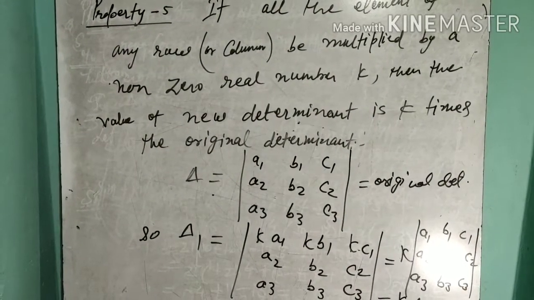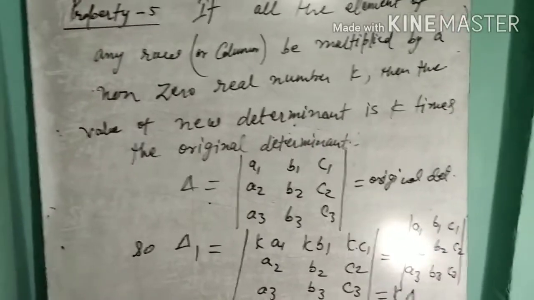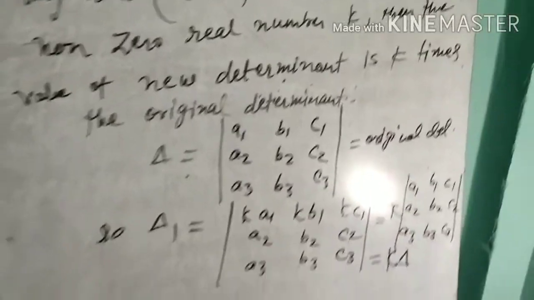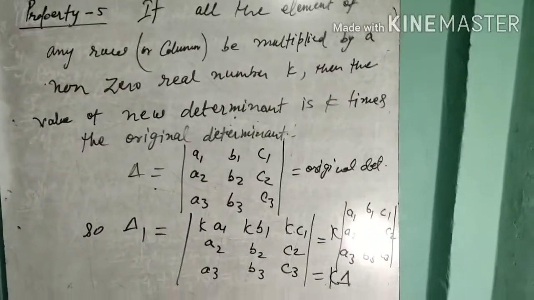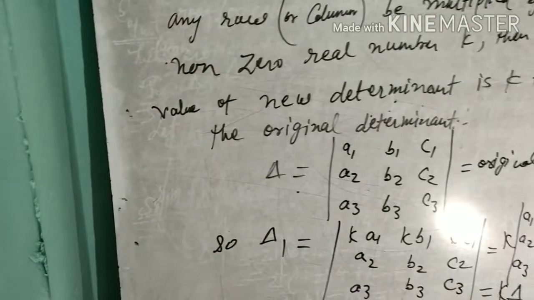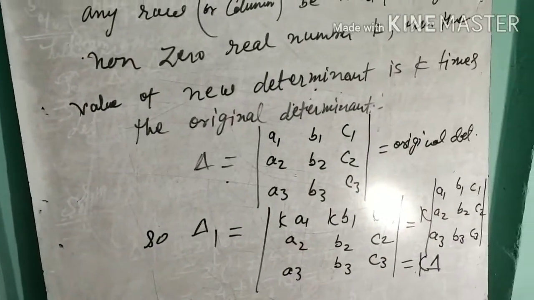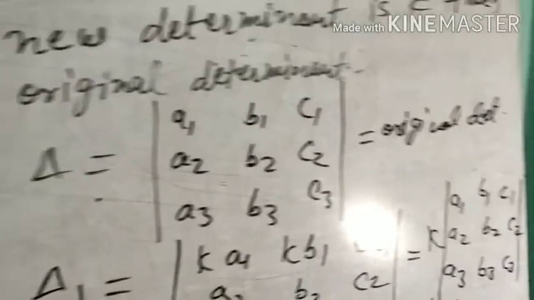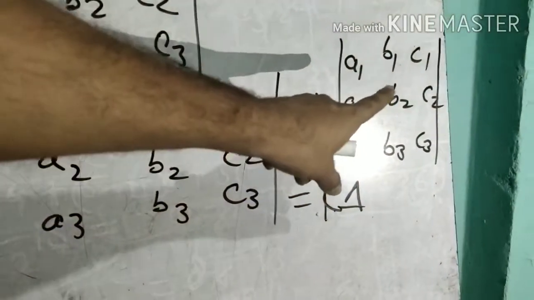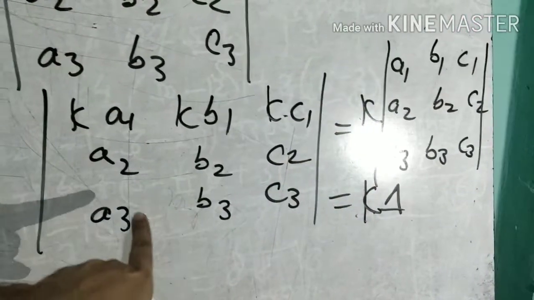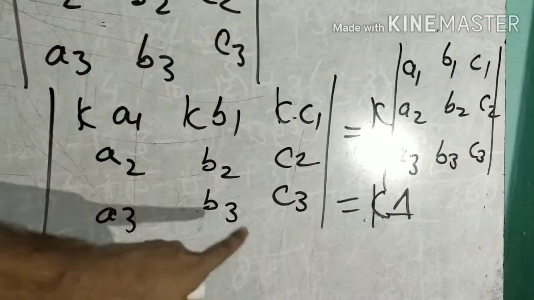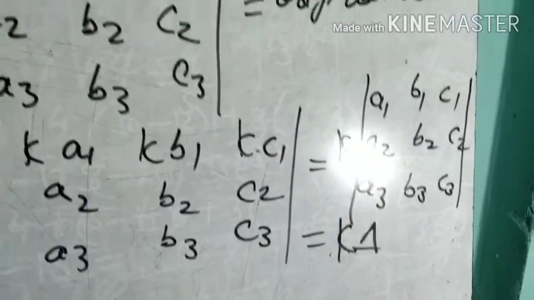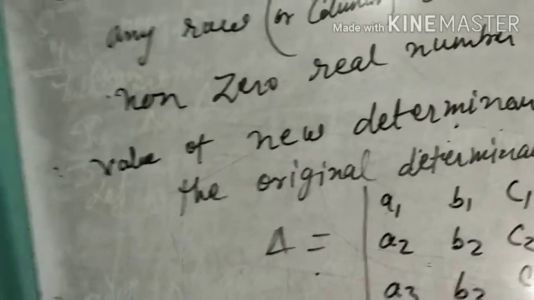Here there is a light effect, so you can check from here. At this position you can check. You will get k a1, k b1, k c1, here a2, b2, c2, a3, b3, c3. So if you take k common, a1, b1, c1, a2, b2, c2 and a3, b3, c3. Okay students.